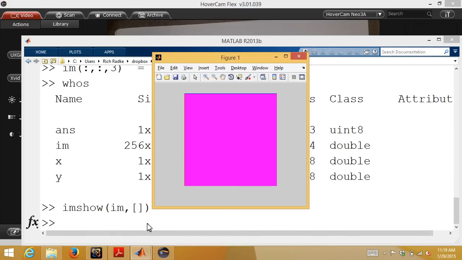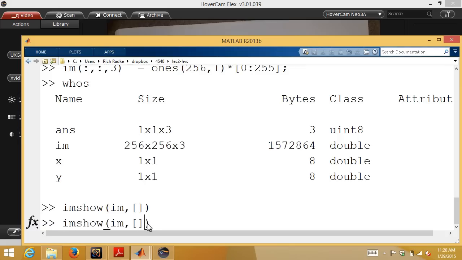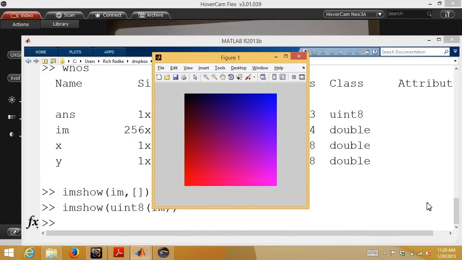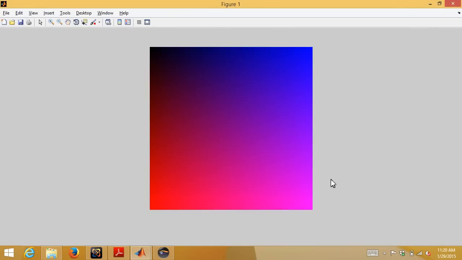Again, looks kind of weird. And I think the reason for this is that this is kind of like one of these MATLAB things. So I'm going to turn this back into an 8-bit integer. And now I get an image that looks like this, right? So here, this is like saying that the red channel is going from no red to all red. And the blue channel is going from no blue to all blue. And then I get this kind of color wash in the middle.